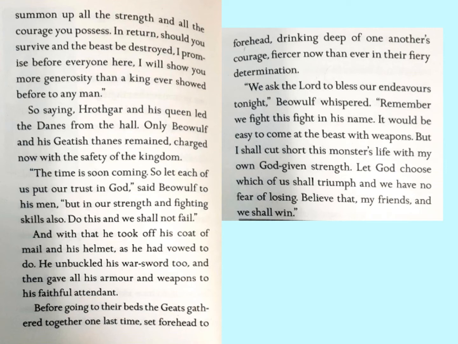"We ask the Lord to bless our endeavours tonight," Beowulf whispered. "Remember, we fight this fight in his name. It would be easy to come at the beast with weapons, but I shall cut short this monster's life with my own God-given strength. Let God choose which of us shall triumph, and we have no fear of losing. Believe that, my friends, and we shall win."